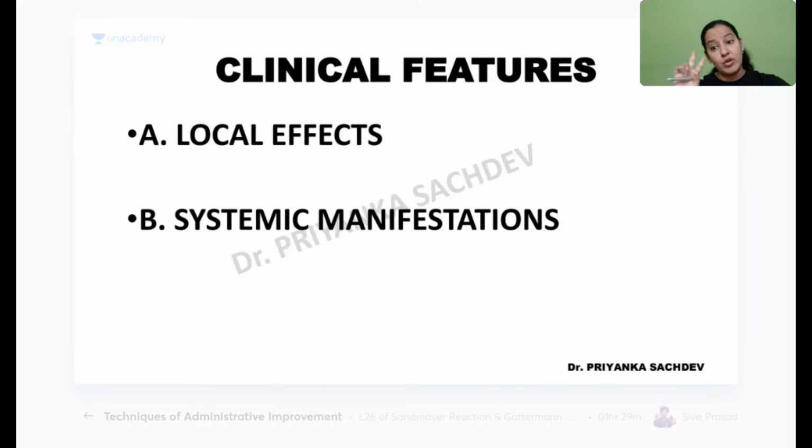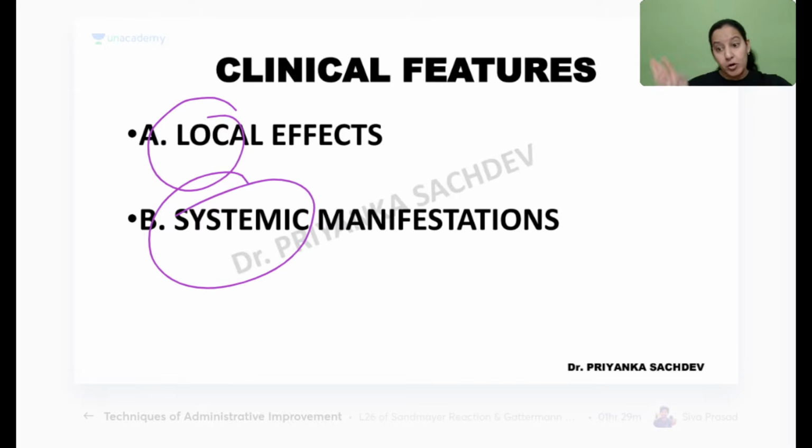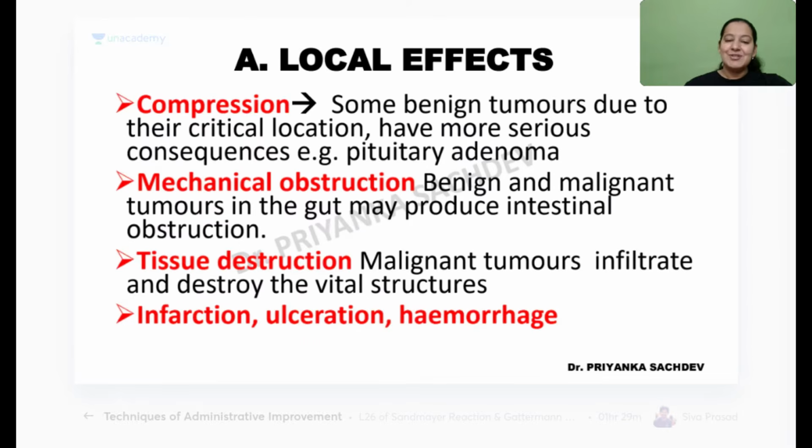So any tumor has 2 types of clinical features: local and systemic. So let's talk about local first, then we will talk about systemic. Paraneoplastic syndrome will come in systemic. So let's see first local effects. There are 4 local effects.